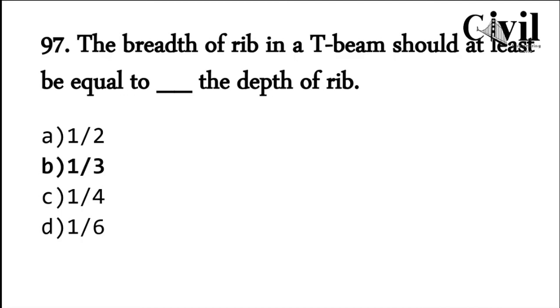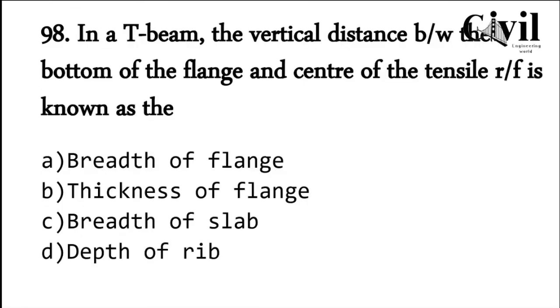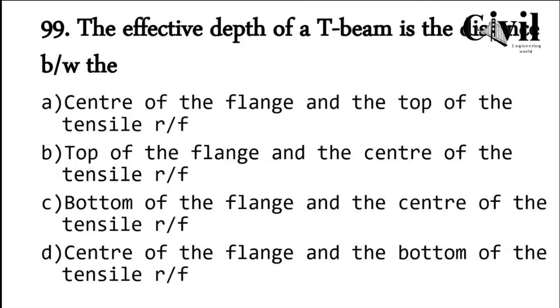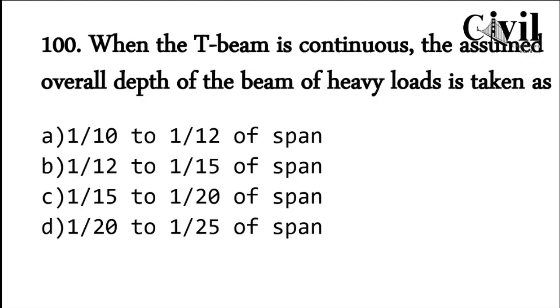So next one is we are gonna go to our last MCQs. In the T-beams, the vertical distance between the bottom of the flange and the center of the tensile reinforcement is known as, we have breadth of flange, thickness of flange, breadth of slab, and depth. So depth of rib is the correct answer. D. Effective depth of the T-beam is the distance between top of the flange to the center of the tensile reinforcement. B is the correct answer. So here we go for last MCQs.